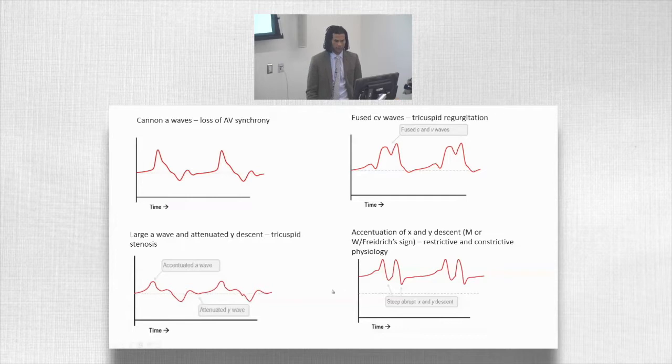And then if you have someone with a restrictive or constrictive physiology, so you'll see this in the TET patients that we talk about as having restrictive physiology, you get this M or W sign. It's also known as Friedreich sign in the jugular venous pulsation, where you have a high CVP, you have rapid early emptying, basically, of the atrium, and then a very quick plateau in pressure because the ventricle quickly reaches its maximal elastance or minimal compliance.